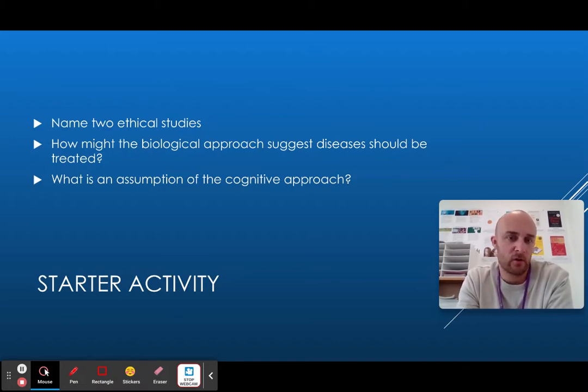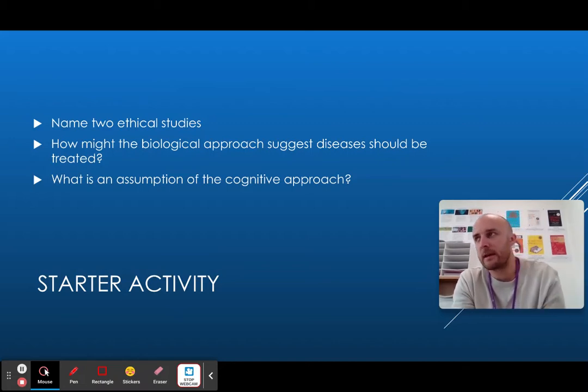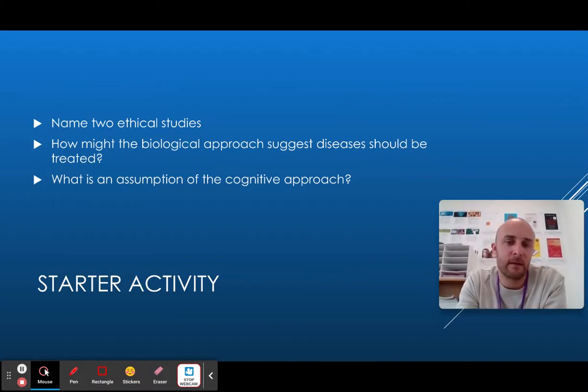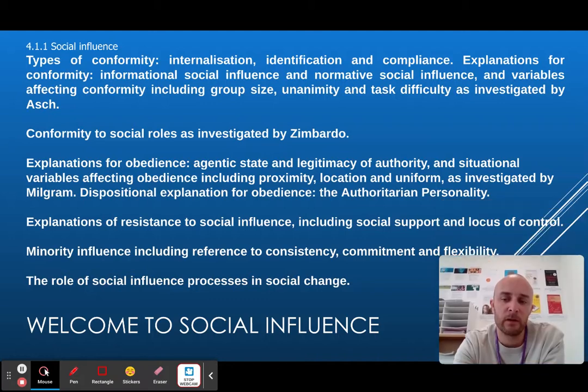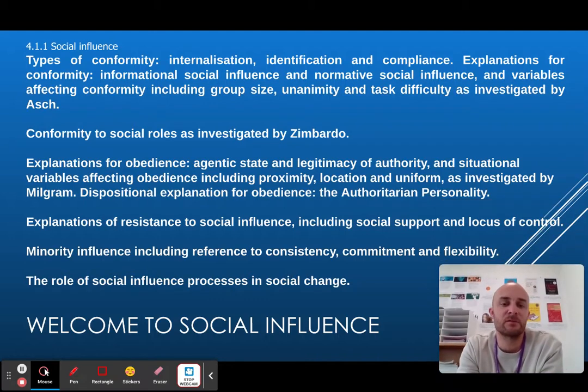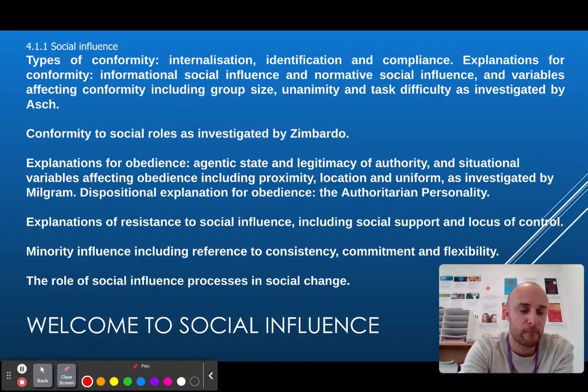A couple of questions at the start, which obviously are going to be relatively basic, given that first years haven't really looked at that much. But this is pretty much what we're going to be looking at over the next 6 weeks if you're a first year. Roughly speaking, 6 bullet points in social influence. We look at conformity, we look at obedience, we look at how to resist social influence, and so on and so forth.